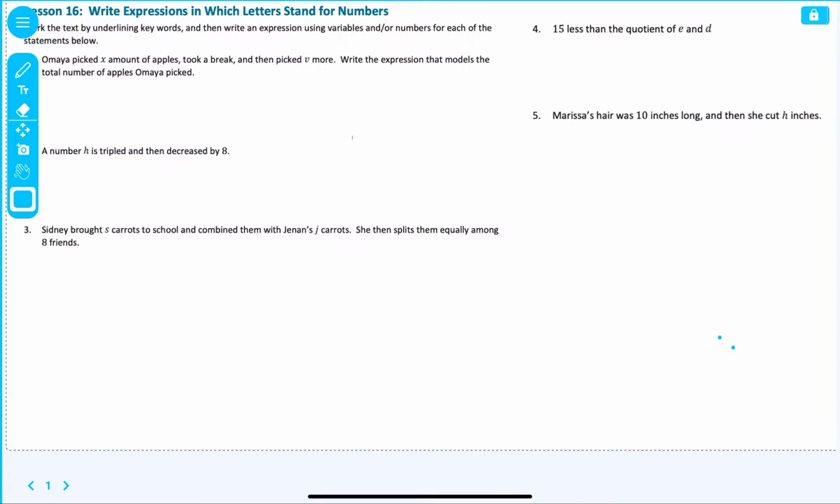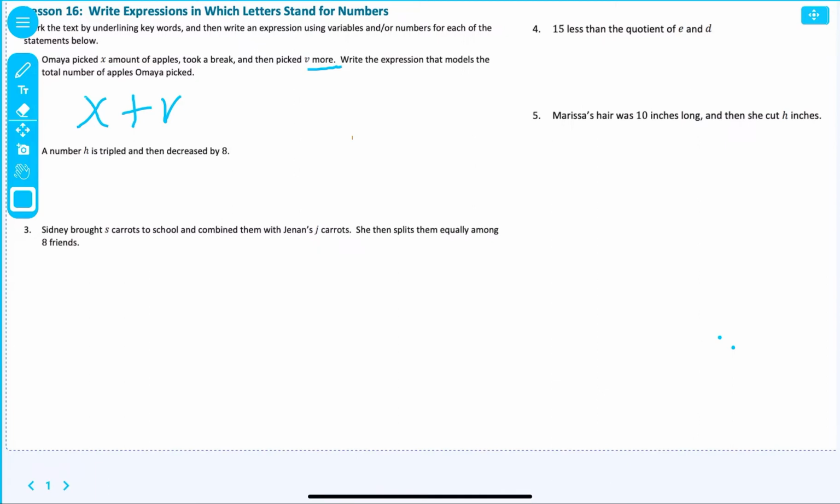Amaya picked X amount of apples. Took a break and then picked V more. Write the expression that models the total number of apples Amaya picked. Well, first we have to underline the key words. What are some key words here? There you go. That is the key word. More. What does that tell us to do? Add. So we would say X plus V. And that is it.